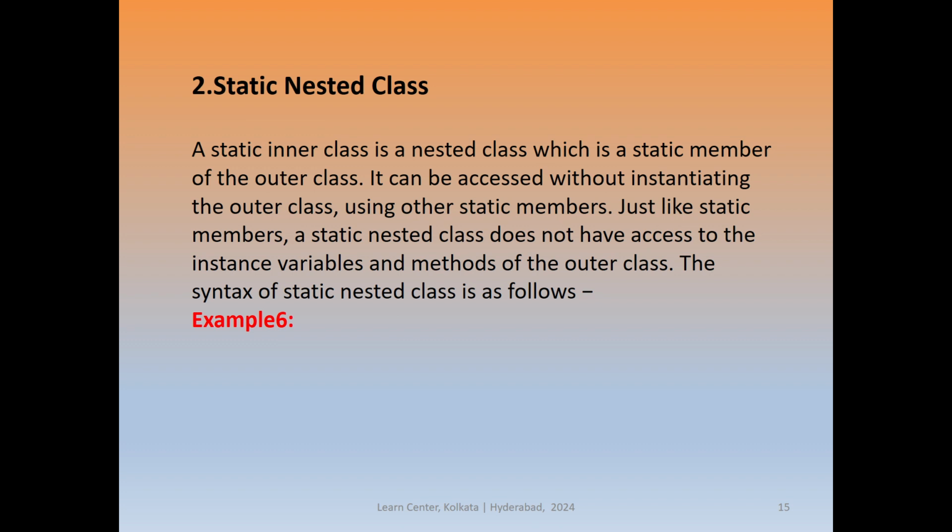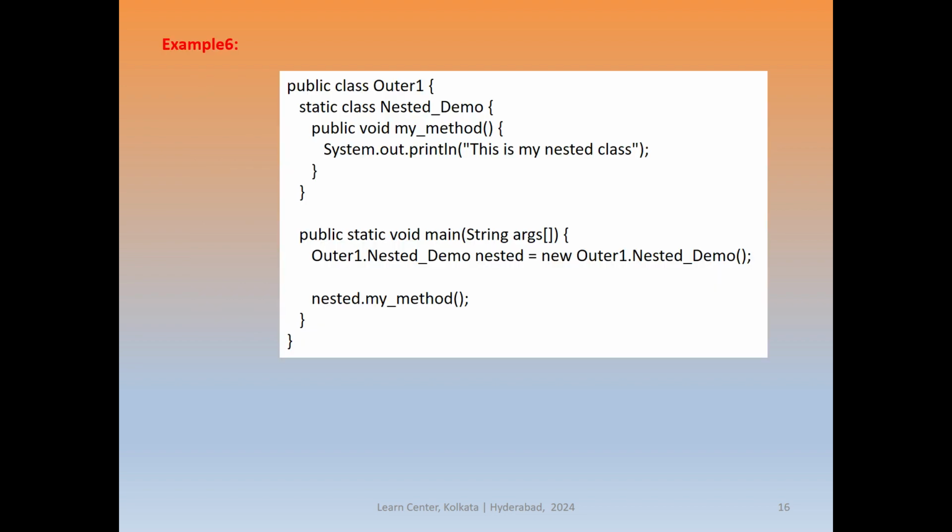Static nested class. A static inner class is a nested class which is a static member of the outer class. It can be accessed without instantiating the outer class, using other static members. Just like static members, a static nested class does not have access to the instance variables and methods of the outer class. The syntax of the static nested class is as follows.